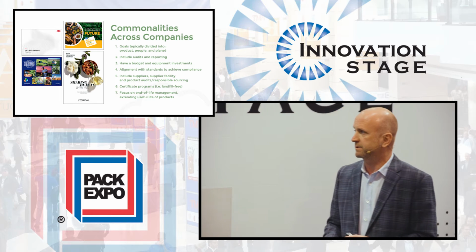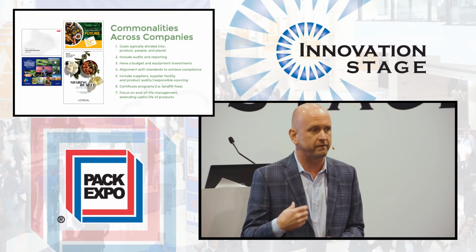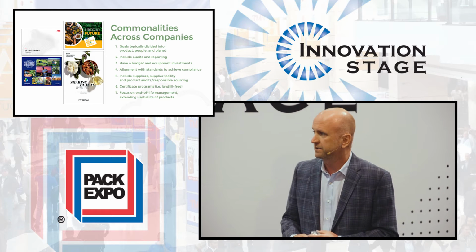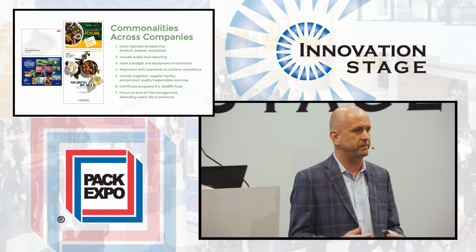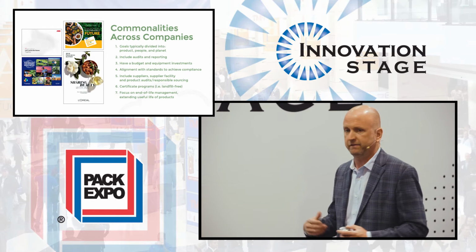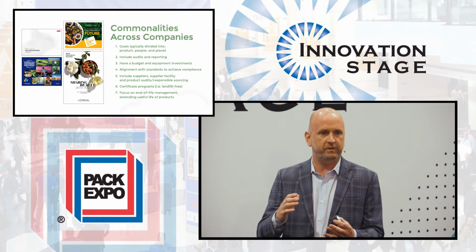Include supplier facility and product audits, responsible sourcing. I tell you, number 5 is a lot about what I'm going to talk about as we conclude. 6, certificate programs, land-free, kind of any of the FSC, any of those type of things are very important. And focus on end-of-life management, extended useful life of products, returnables, et cetera. So kind of interesting, there's some 7 common themes.